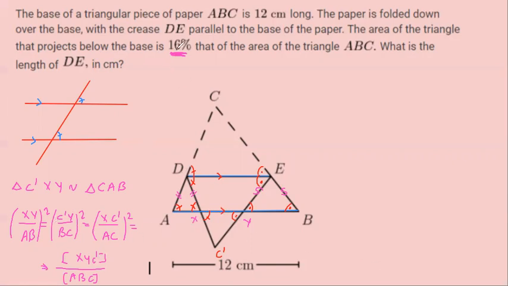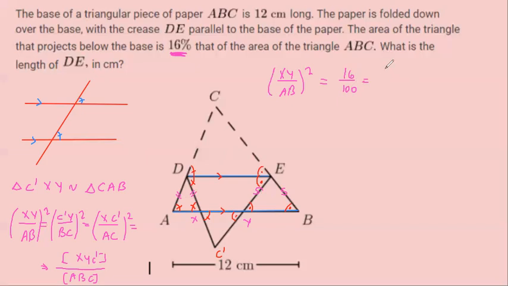We are told the area of this region is 16%. If you look at this one, I'm going to write at least XY over AB, I can take just one ratio. The square of this one has to be 16%. If this is the 16%, then ABC will be 100%. So I can say 16 over 100 is the ratio of XY over AB to the second power.